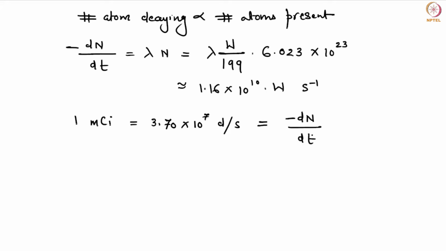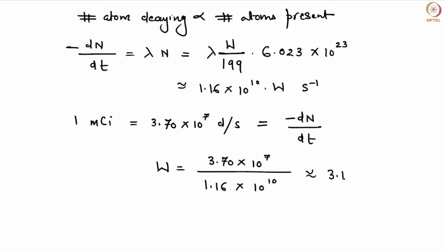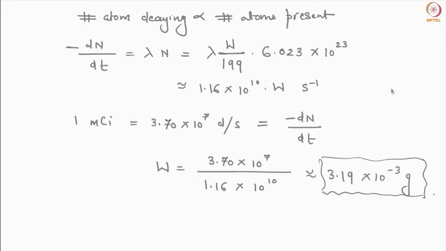So from here we can now find the value of W. So W will be equal to what? 3.70 into 10 power 7 divided by 1.16 into 10 power 10, which gives you some value 3.19 into 10 power minus 3 gram. So this is your final answer.